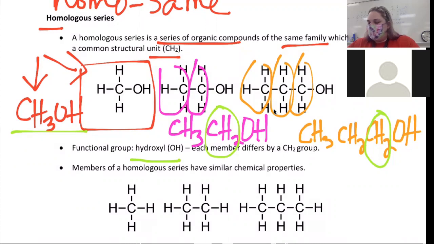And if I wanted to classify it, I would say their functional group is the hydroxyl group. That's what I call anytime I have that OH on a molecule. And each member differs by a CH2 group, so that's how I know that they're a homologous series, okay?